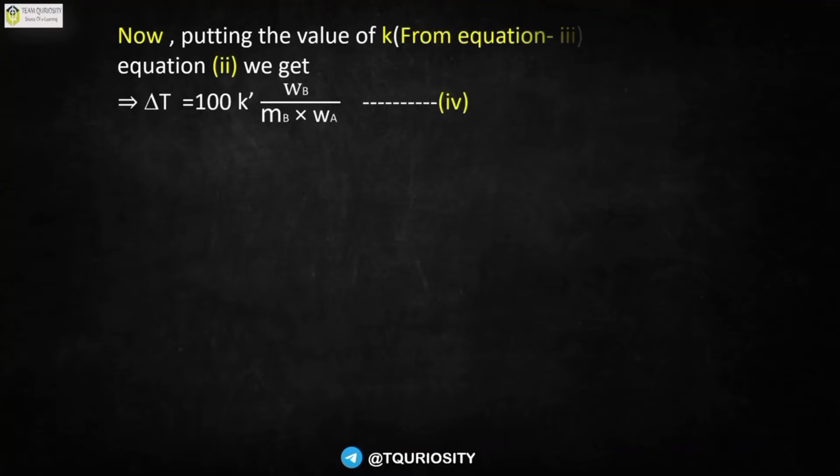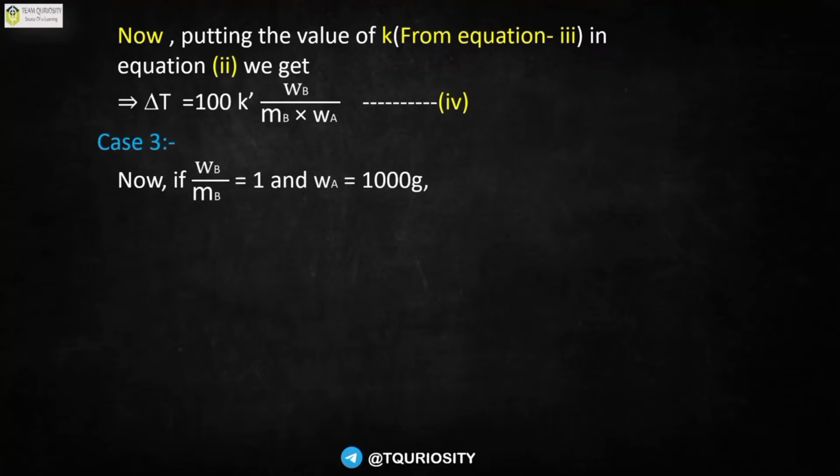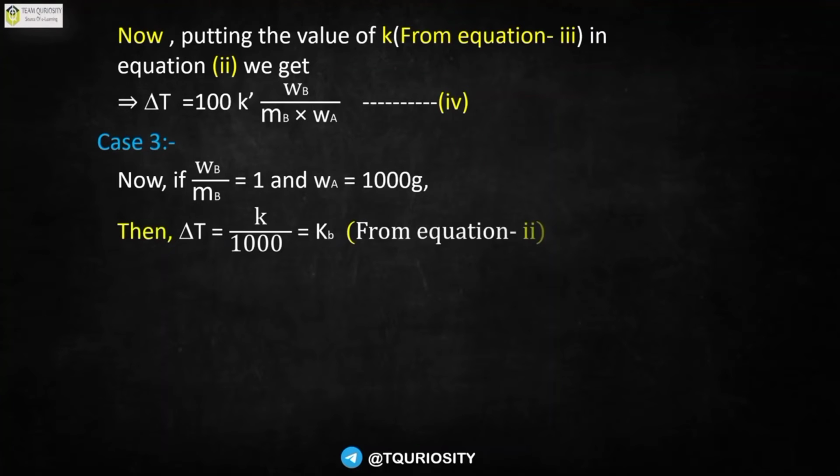Now, putting the value of K from equation 3 in equation 2, we get delta T is equal to 100 K dash whole into Wb by Mb into Wa. Take this as equation 4. Again, let us consider case 3. Let Wb by Mb is equal to 1 and Wa is equal to 1000 gram. Then, from equation 2, we can write delta T is equal to K by 1000, which is equal to Kb. This implies that K is equal to 1000 Kb.